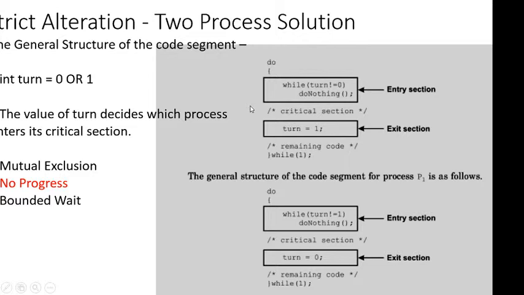P0 is not doing his critical section. P0 is doing his non-critical section. So there is no progress. Even though P0 is not in the critical section and is executing his remaining code, he has not given P1 the chance. He does not let P1 go into the critical section.